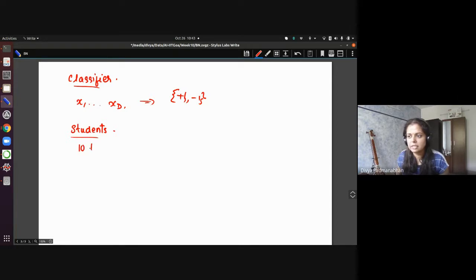So one is your 10th marks and 12th marks, okay, and maybe your undergrad final CPI or something like that. Or maybe your semester-wise CPI, that's also something we may have. But let's just keep it simple at these three quantities, and you want to see whether they are going to do higher studies or not. So this is what you want to understand: higher studies or not.